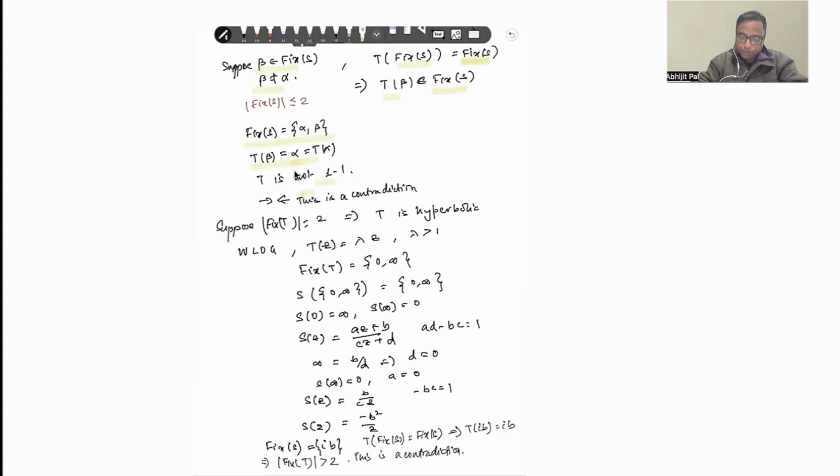So this contradiction proves that the fixed point set of S is just the singleton set {alpha}, which is nothing but equal to the fixed point of T.